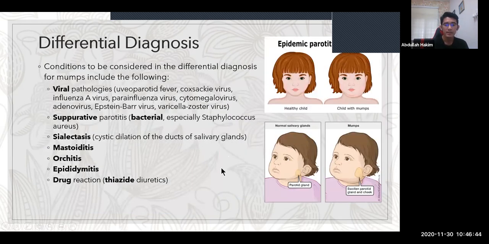So differential diagnosis, to diagnose these mumps. So usually it is clinically diagnosed, but we need to consider other cause of this enlargement of the parotid glands. So there are several other causes like viral, bacterial, and sialectasis, cystic dilation of the ducts of salivary glands, mastoiditis, orchitis, epididymitis, and also drug reaction, which may include thiazide diuretics.